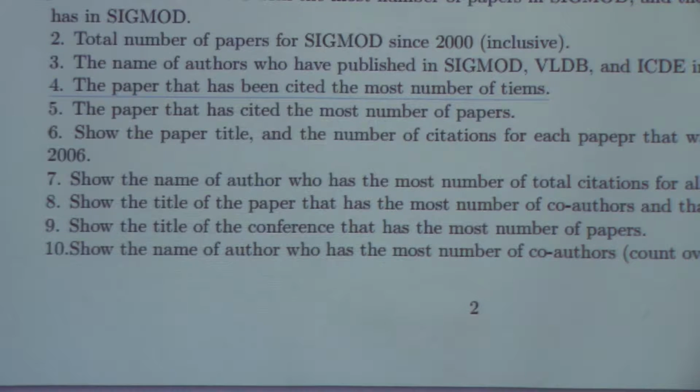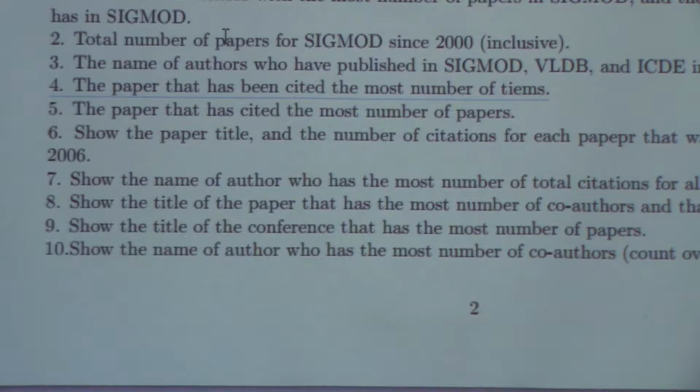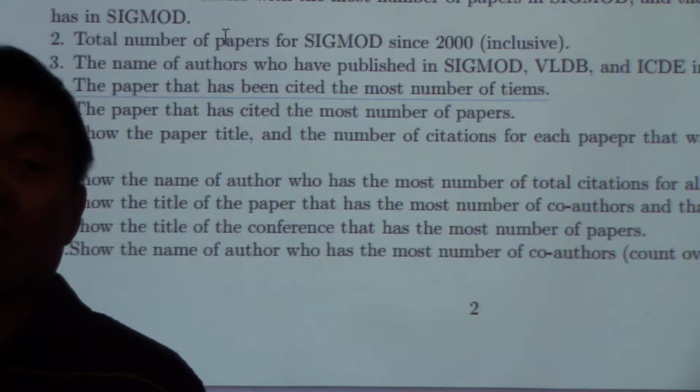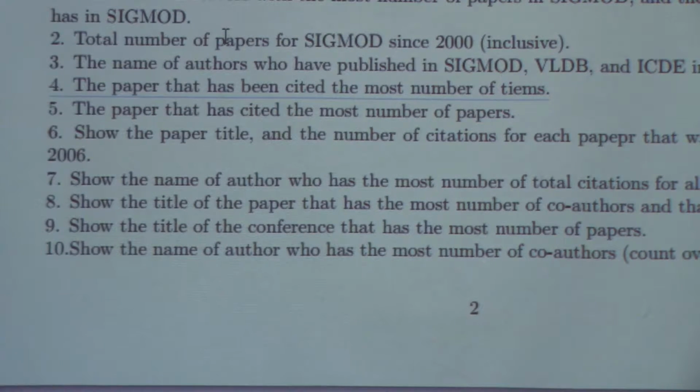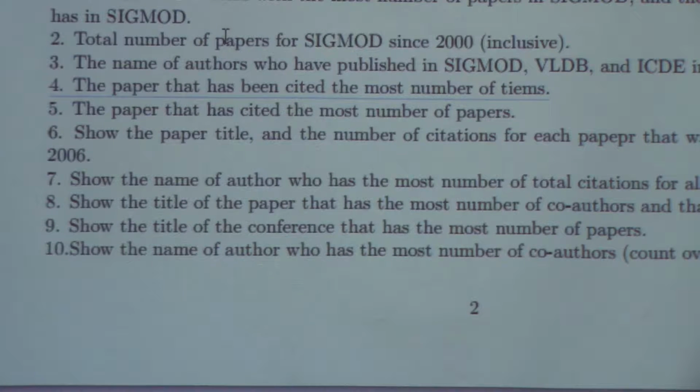The name of the author with the most number of papers in SIGMOD and the number of papers he or she has in SIGMOD. SIGMOD is the top database conference in the field. The full name is ACM Special Interest Group on Management of Data. It's an annual technical conference organized by ACM. So we are basically interested in finding the author who published the most in all SIGMOD conferences. Do you follow me? Okay, how do you do this?